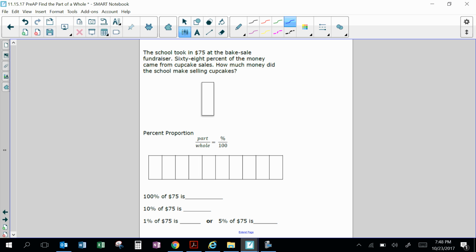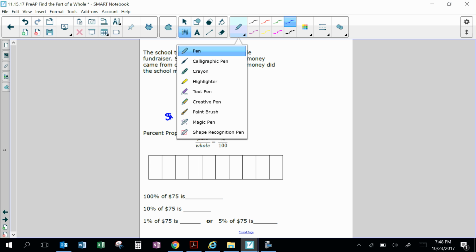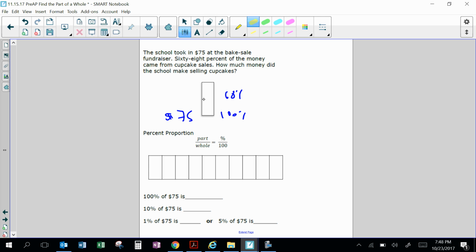The school took in a $75 bake sale. That's how much money they made, this whole 100%. 68%, which is more than half, came from cupcake sales. How much money did the school make from selling cupcakes? So what's the relationship between 100 to 75? Can we use fast facts? Can 100 go in 68?